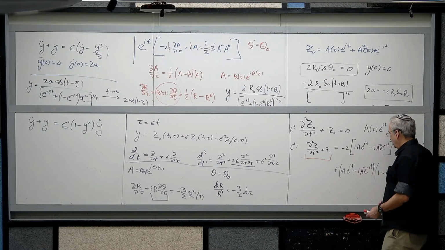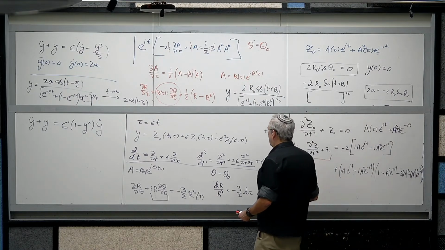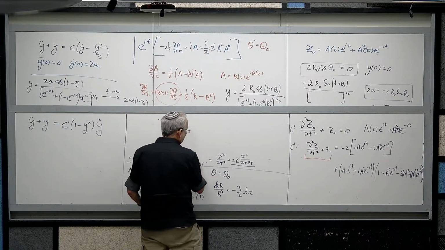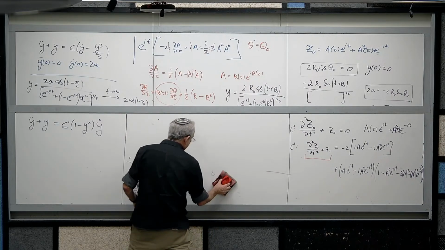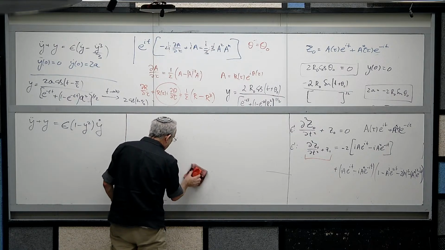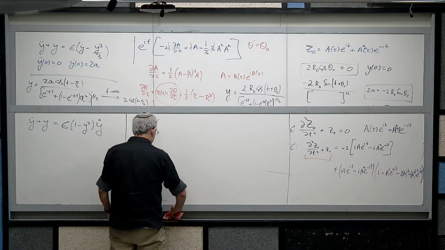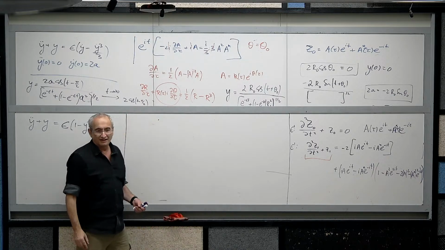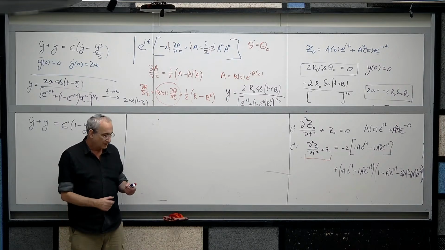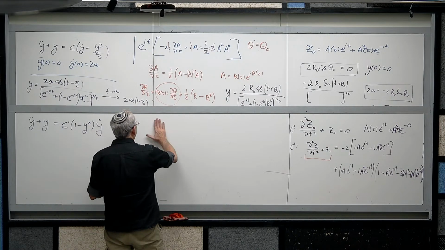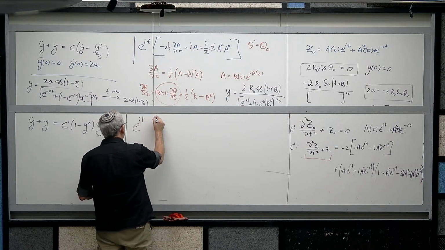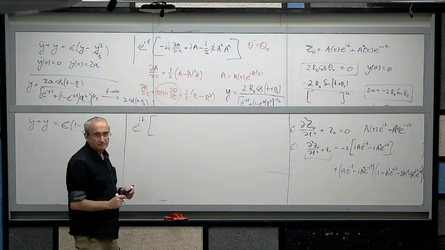Okay? And again, we want to find out what are the coefficients of the resonant terms, which are e to the it, e to the minus it. And again, because they are complex conjugates of each other, we can look only for one of them. So let's look for the e to the it. What are we going to get?